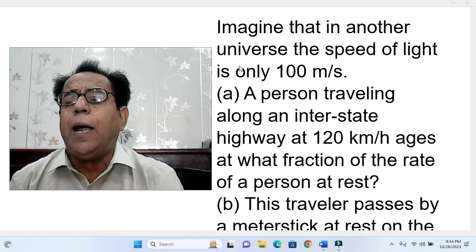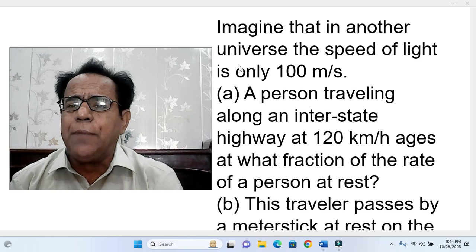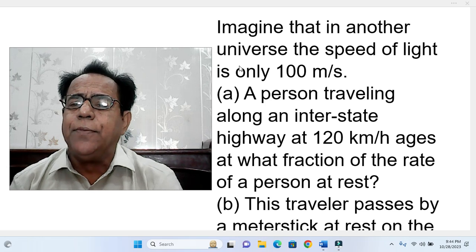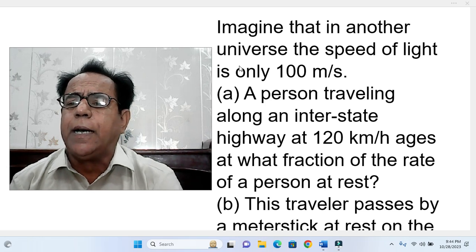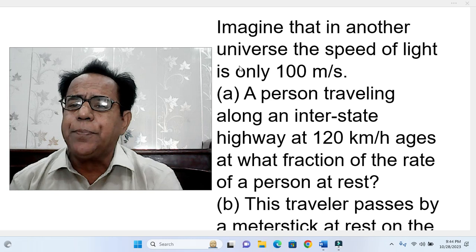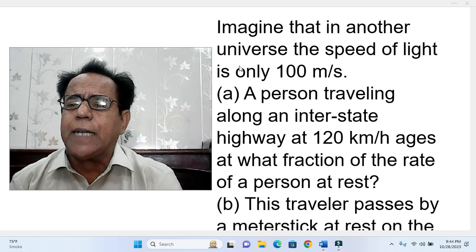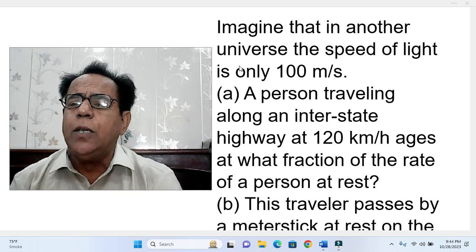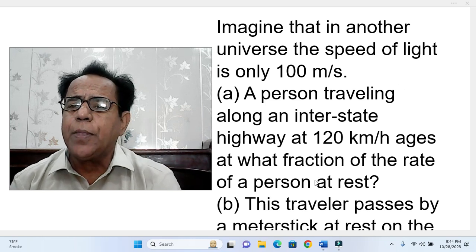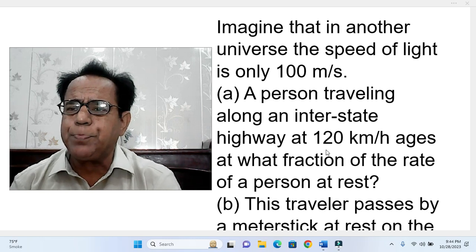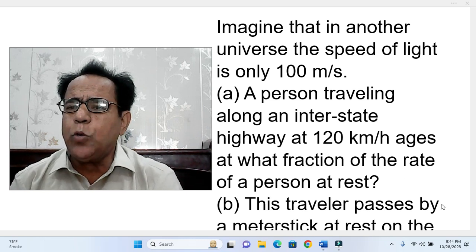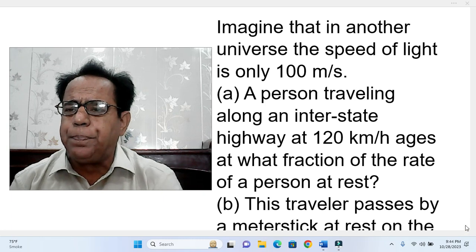Part A of the problem is: a person traveling along an interstate highway at 120 kilometers per hour ages at what fraction of the rate of a person at rest? One person is at rest while one person is at 120 kilometers per hour.